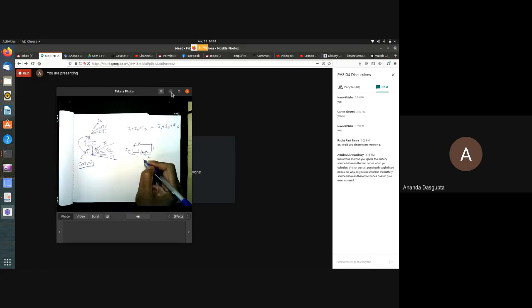Okay, so just a quick poll here. Current always flows from higher potential to lower potential. Is that correct? So I want you to answer. Anybody? Well, outside the battery. What happens in a battery?